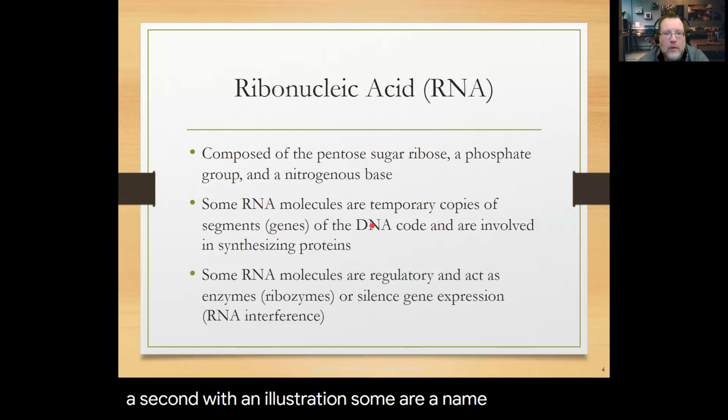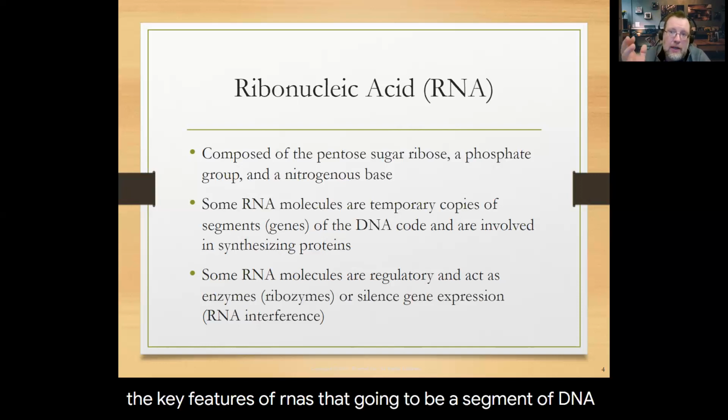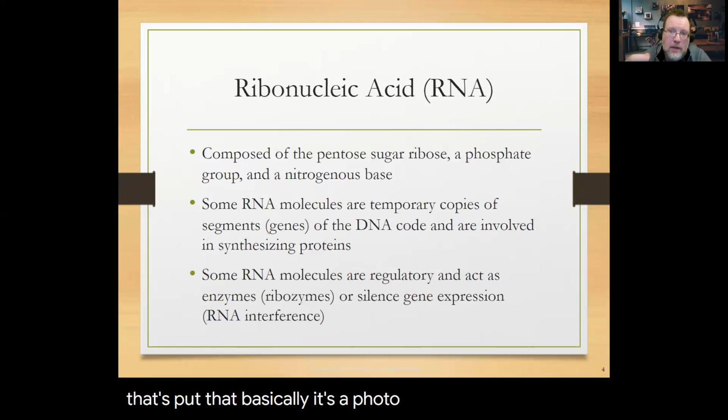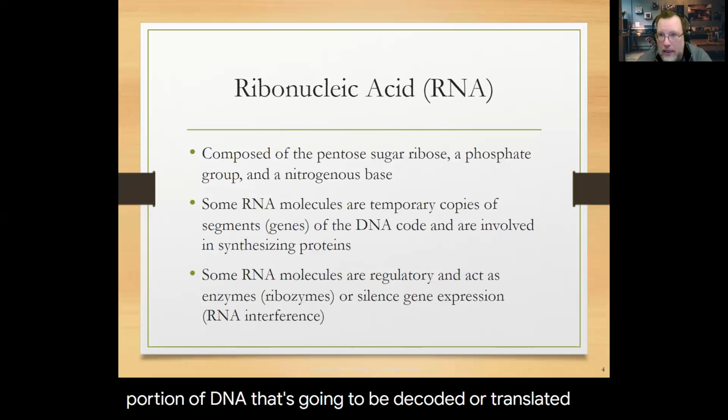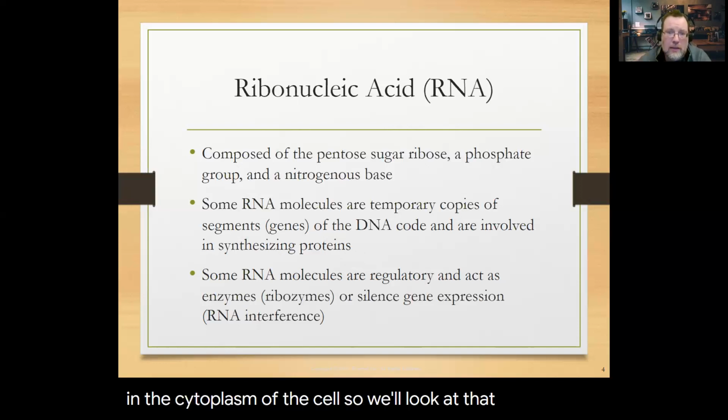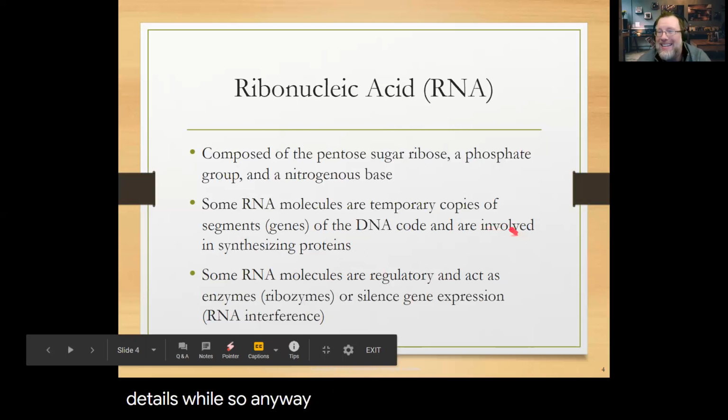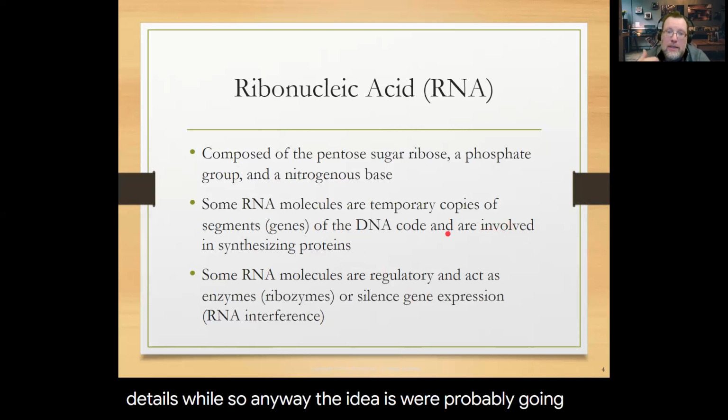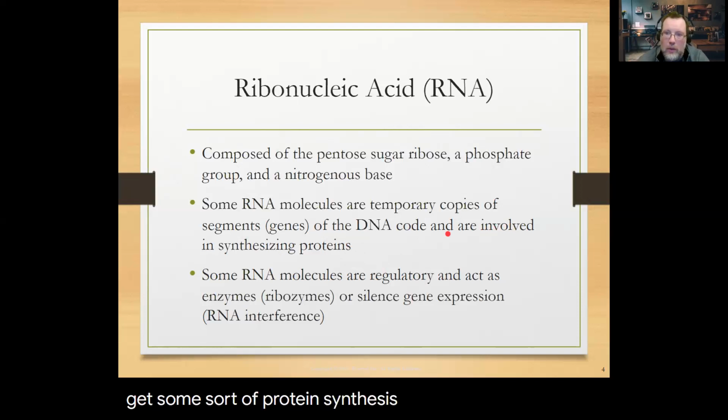Some RNA molecules are temporary copies or segments. So basically, one of the key features of RNA is that it's going to be a segment of DNA, basically a photocopy of a strip of one portion of DNA that's going to be decoded or translated out in the cytoplasm of the cell. So we'll look at that in more detail as well. So anyway, the idea is we're probably going to get some sort of protein synthesis going on. Proteins are going to get created.